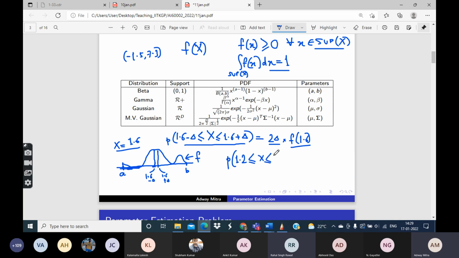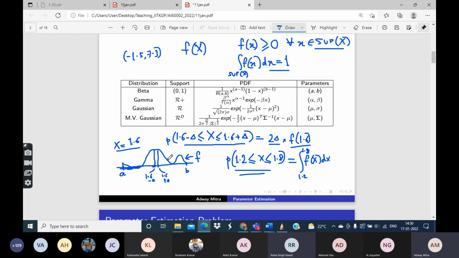So obviously in that case, the entire area from 1.2 to 1.8 will have to be divided into infinite number of such rectangles, or as many such rectangles as necessary, each of which are infinitely small width. And so what we will finally get is basically the integration of f(x) from 1.2 to 1.8, right? This is the probability of the event, right? So this is basically the story of the probability density function.